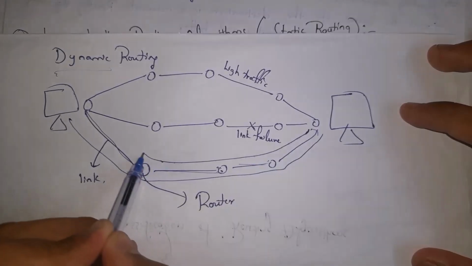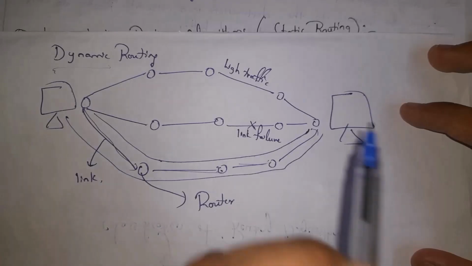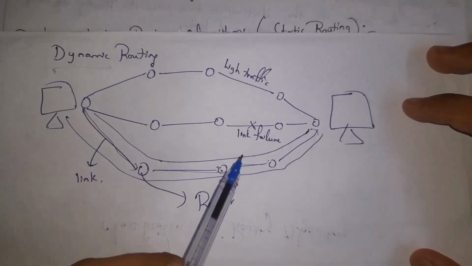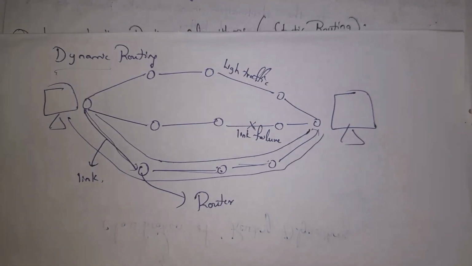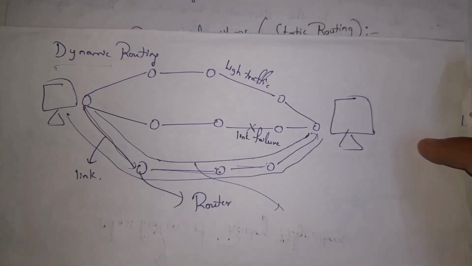So at first this path is fixed. Only by using this path, these computers need to communicate with each other. Even if there is high traffic or any link failure, so even if the network condition is changing frequently, still these computers need to communicate only by using this path, as this path is fixed.